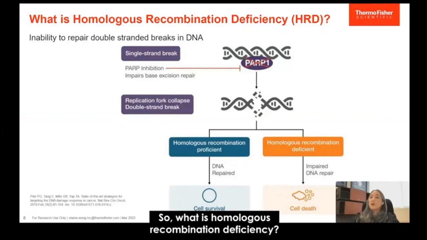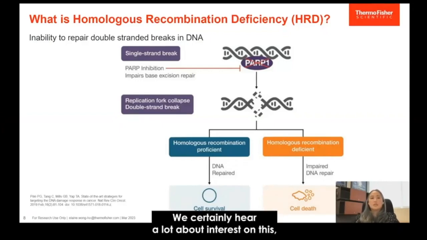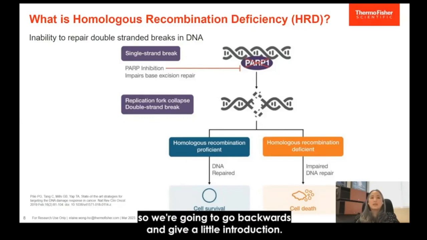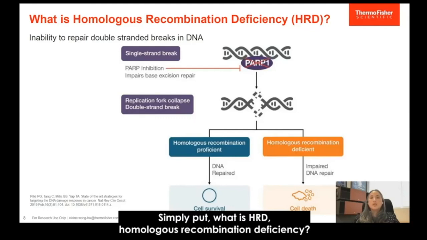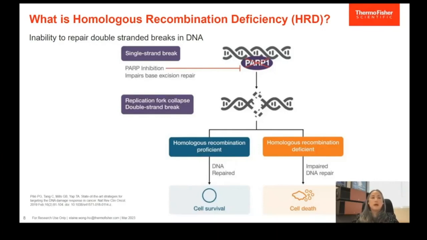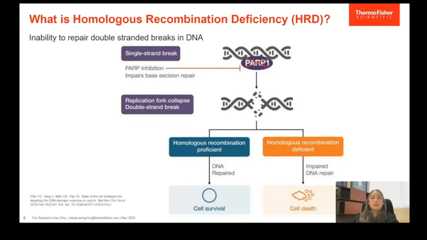So what is homologous recombination deficiency? We certainly hear a lot about interest on this, so we're going to go backwards and give a little introduction. Simply put, what is HRD, homologous recombination deficiency? It's the inability to repair double-stranded breaks within the DNA. Homologous recombination repair is a cellular mechanism that does repair double-stranded breaks.